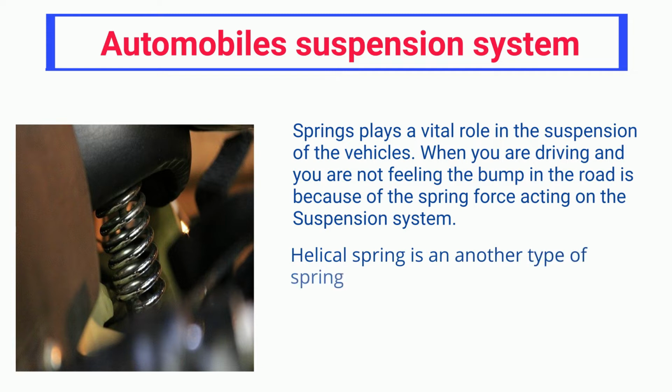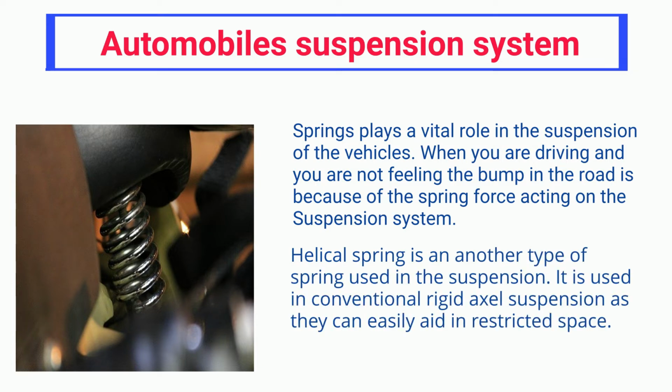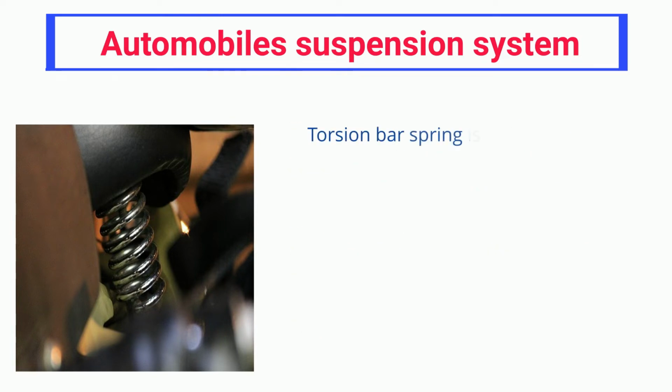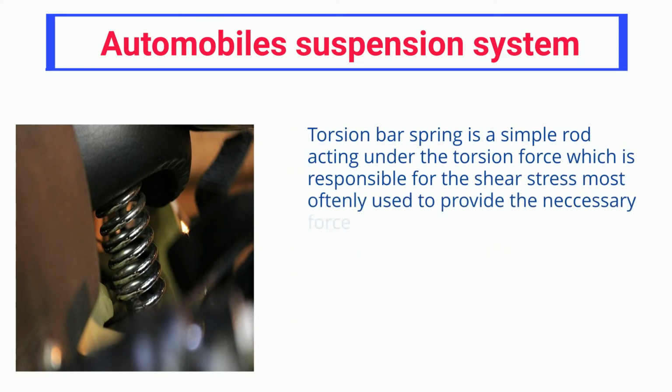Helical spring is another type of spring used in the suspension. It is used in conventional rigid axle suspension, as it can easily fit in restricted space. Torsion bar spring is a simple rod acting under the torsion force, which is responsible for the shear stress. It is most often used to provide the necessary force for the independent suspension.